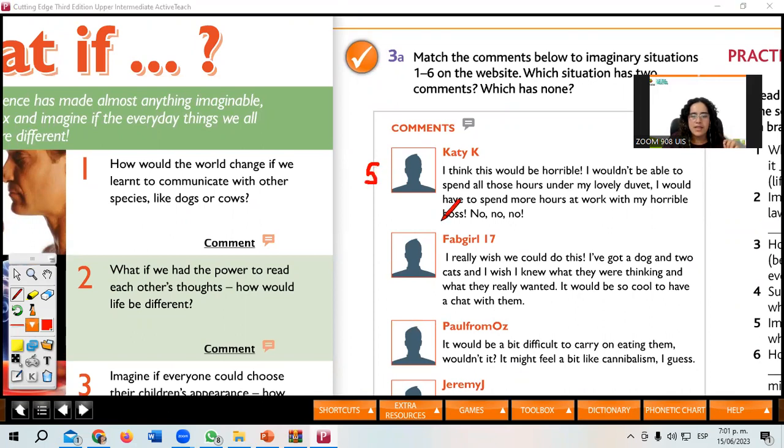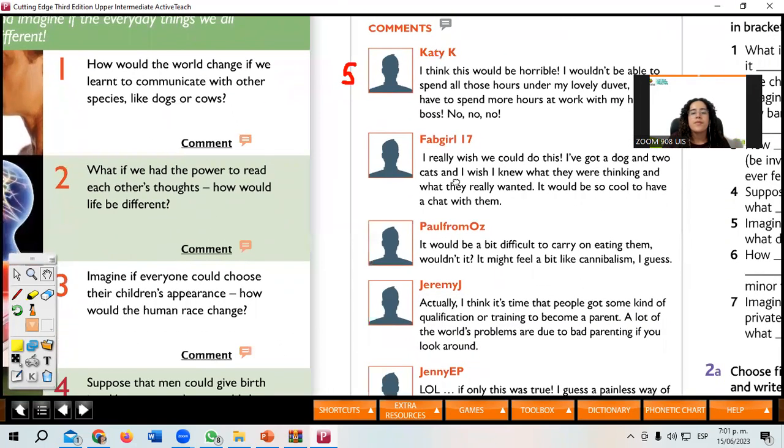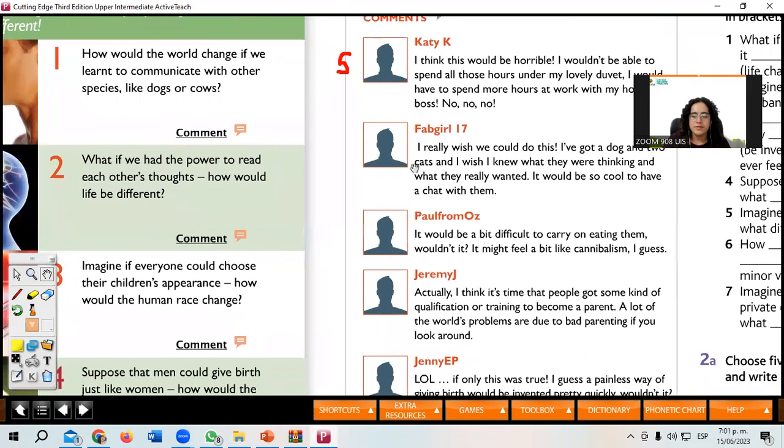Second comment, Mabeli. I really wish we could do this. I have got a dog and 2 cats, and I wish I knew what they were thinking and what they really wanted. It would be so cool to have a chat with them.